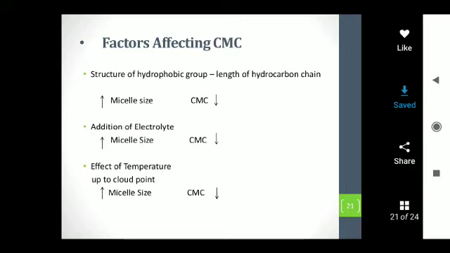In today's class we discussed what critical micelle concentration is, the various types of methods used for determination of critical micelle concentration, and the various factors which influence critical micelle concentration.